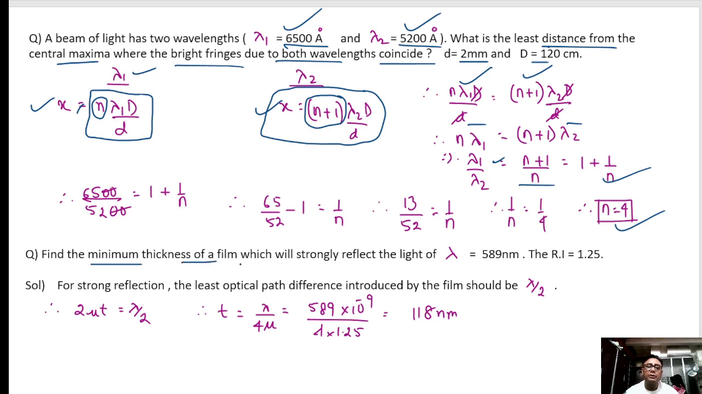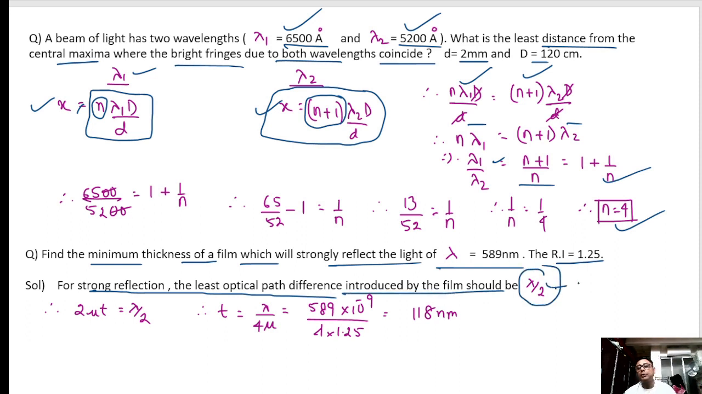Find the minimum thickness of a film which will strongly reflect the light of this wavelength. The refractive index is this. So for strong reflection, the least optical path introduced by the film should be lambda by 2. Please watch this point, you have to note. For a strong reflection, the least optical path difference by the film should be a multiple of lambda by 2. That means 2 mu t should be lambda by 2. From there we can find out the thickness of the film.